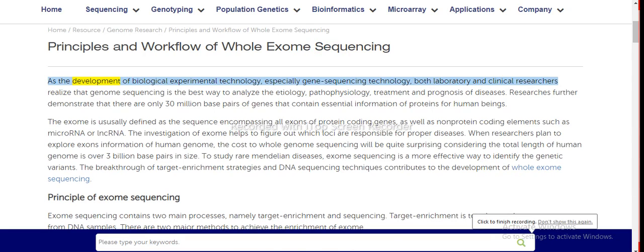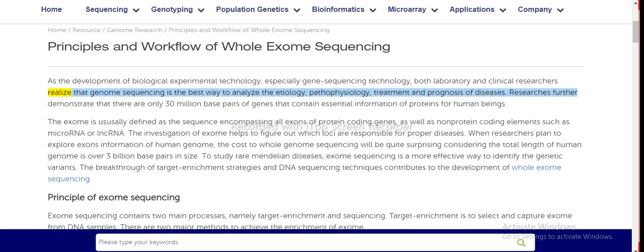As biological experimental technology develops, especially gene sequencing technology, both laboratory and clinical researchers realize that genome sequencing is the best way to analyze the etiology, pathophysiology, treatment, and prognosis of diseases. Researchers further demonstrate that there are only 30 million base pairs of genes that contain essential protein information for human beings.